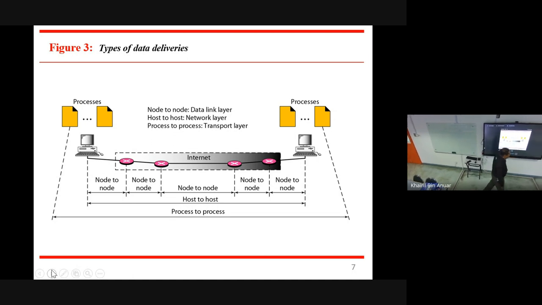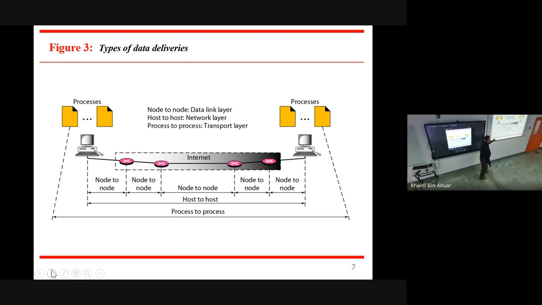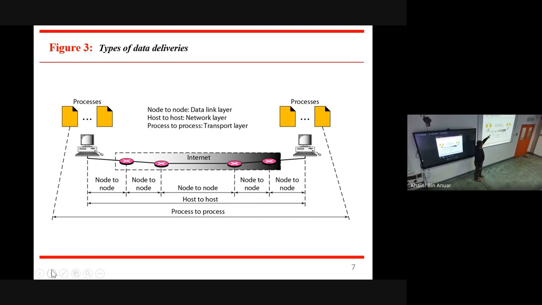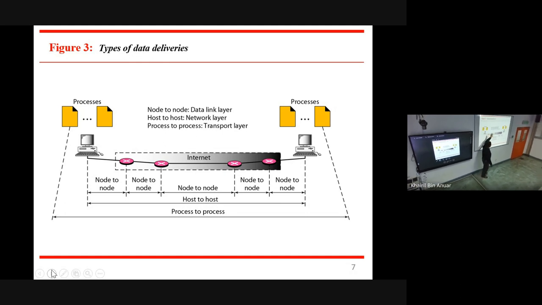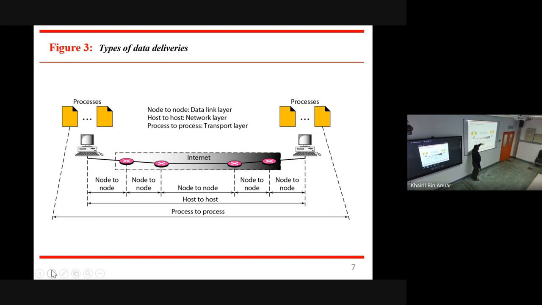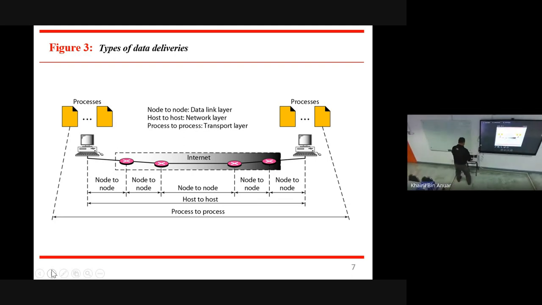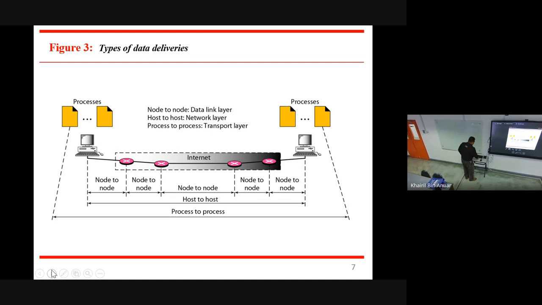But basically, what we can see is that between process to process is the transport layer, between host to host is the network layer, and between node to node is the data link layer. That is where you can say the focus of the different layers lies.